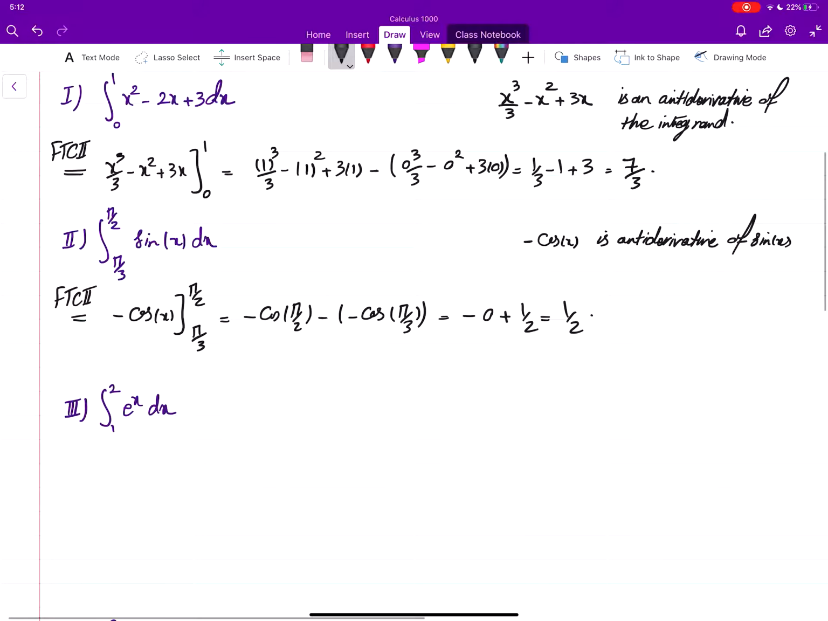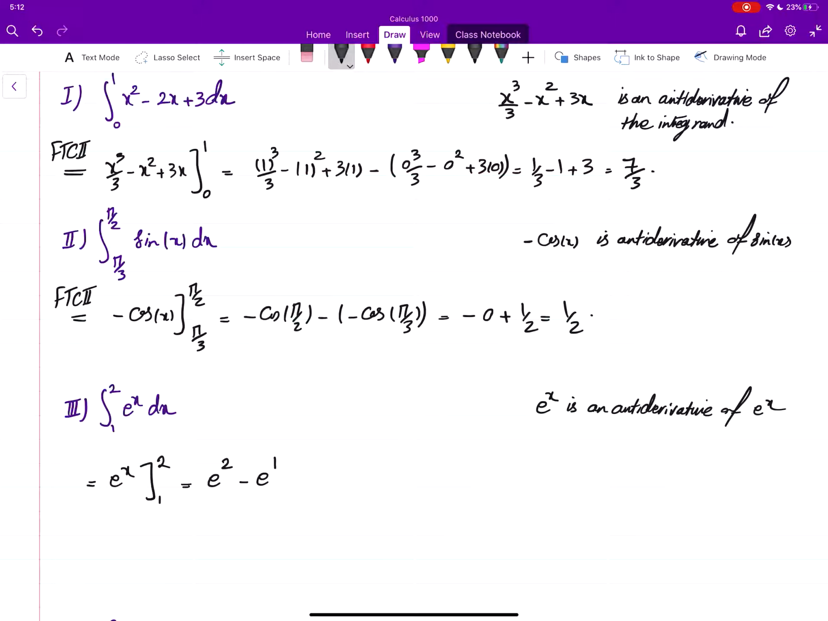And the definite integral of e to the power x from 1 to 2. We know that e to the power x is an antiderivative of the integrand, which is e to the power x itself. So this is going to be e to the power x going from 1 to 2, evaluate at the upper minus evaluate at the lower. So this is e squared minus e.